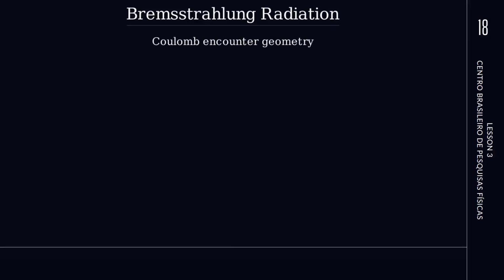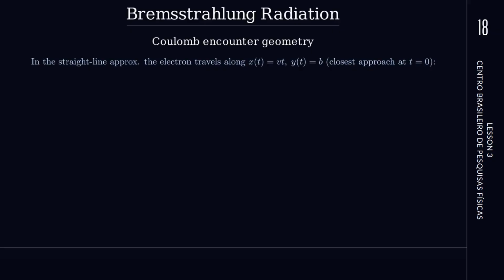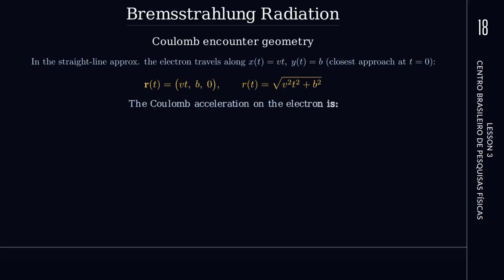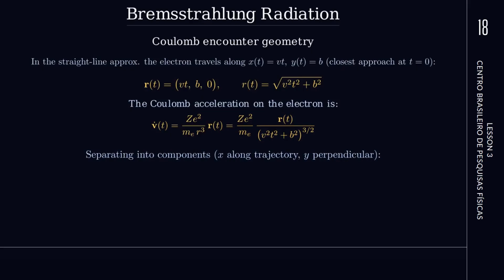Okay, let's see the Coulomb encounter geometry. Let's assume a straight line passage of the electron close to an ion. So the r coordinates will be simply vt, this will be the x coordinate, and b is the impact parameter, is the y distance. Okay, this is the norm of this vector. So the Coulomb acceleration is given by this, which we can rewrite, putting this here, and separating into components.